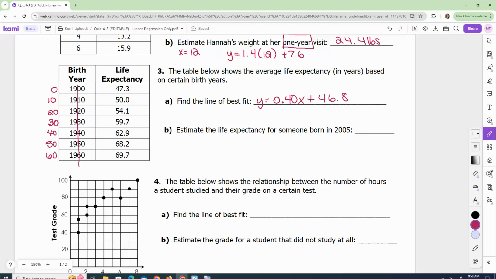All right, so remember this is my X, this is my Y. If I want the life expectancy for someone born in 2005, the year is my X. The X is number of years since 1900. So 2005 is how many years? 105. So we plug that into our equation.